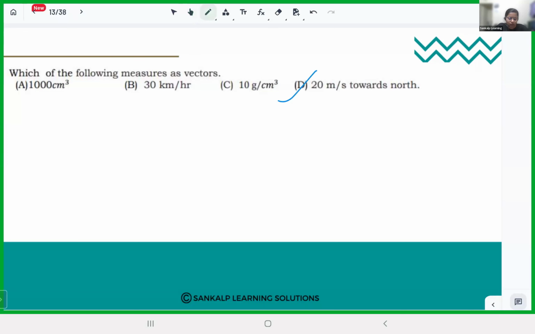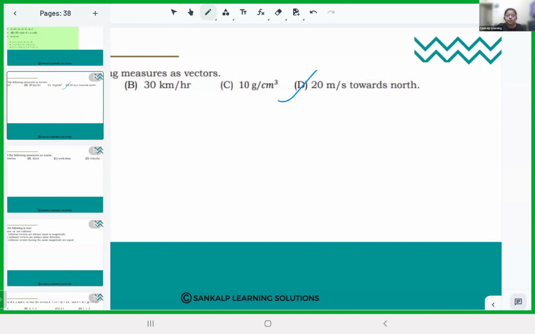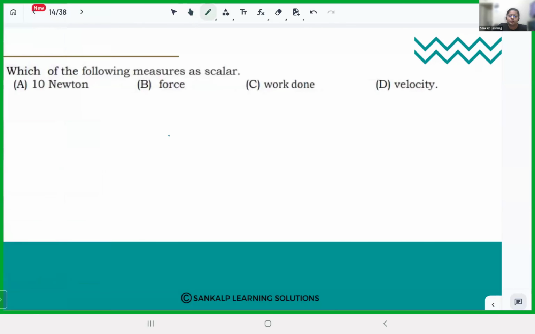All right. Now, moving on to our second question. Which of the following measures are scalar? Again, you have to identify the scalar and vector quantity from this. You can see that 10 Newton. Newton is a unit of force. And force, we know it is a vector quantity, because in force the direction is important, isn't it? So force is a vector quantity, and its unit is Newton. So option A is also a vector quantity.